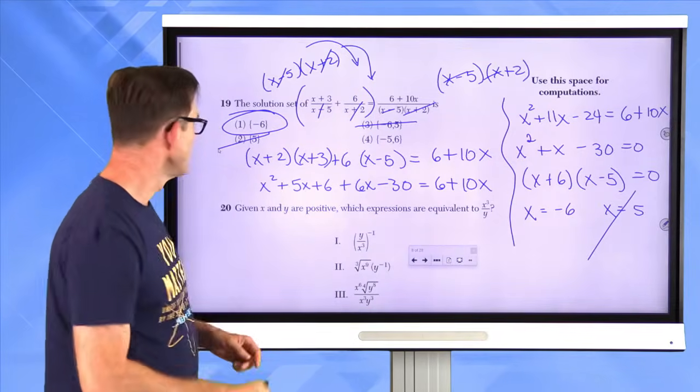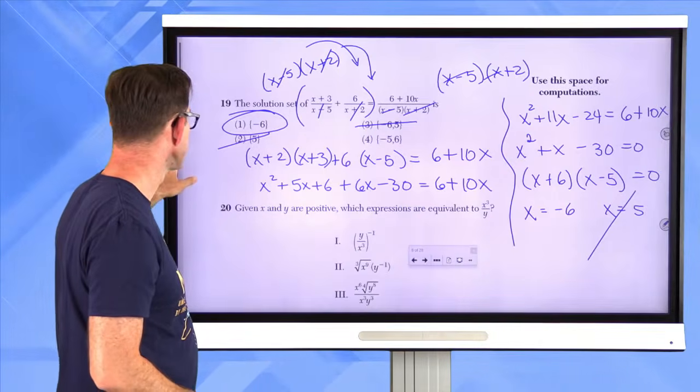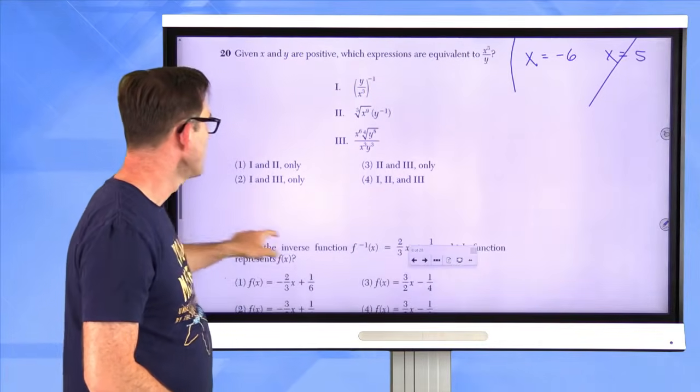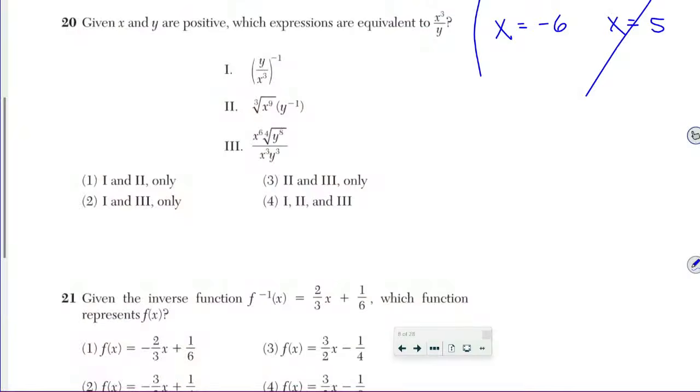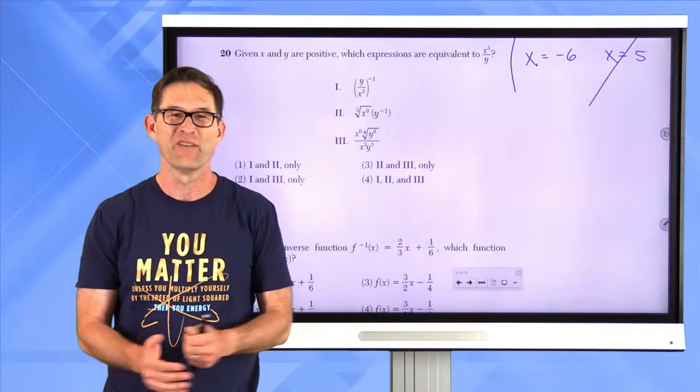Cool. Let's take a look at problem number 20. Excellent. Here we go. Problem 20. Given x and y are positive, which expressions are equivalent to x cubed divided by y? All right. Excellent. I love this problem.